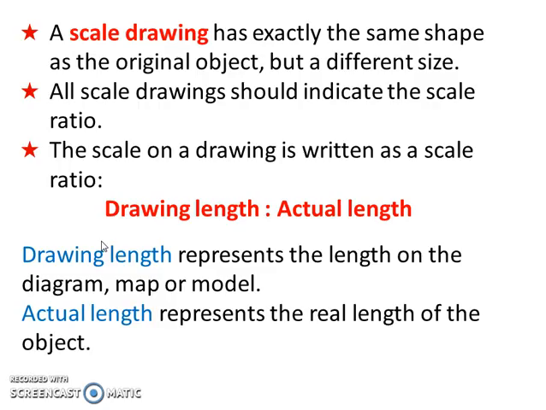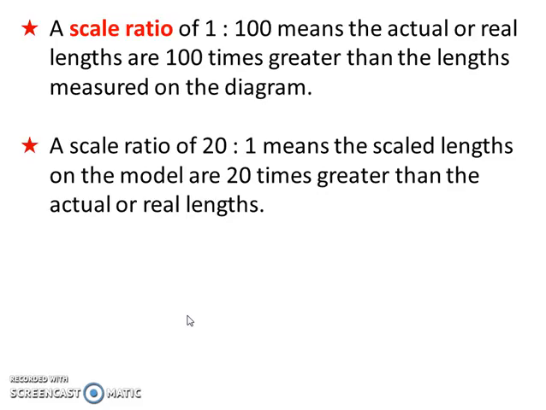real length is. So scale drawings are the same shape, just a different size, and they should have the scale ratio drawn on them somewhere. The way we set the ratio up is we put the drawing length, the measurement on the drawing, in relationship to the actual length in real life. The drawing length is what you draw on your picture, and the actual length is what it is in real life. When you have a scale of, say, 1 to 100, it means that in real life you've got something that's 100 times bigger.